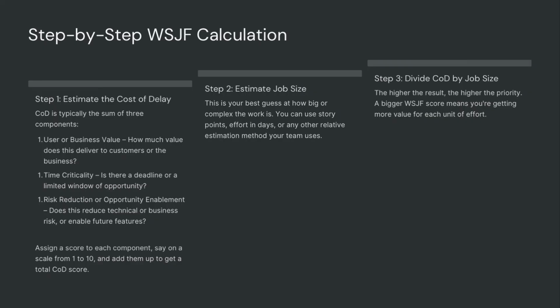And then step 3 is just the division. You divide the total cost of delay score by that job size score. And the rule is simple. The higher the final WSJF number, the higher the priority. More value per unit of effort.